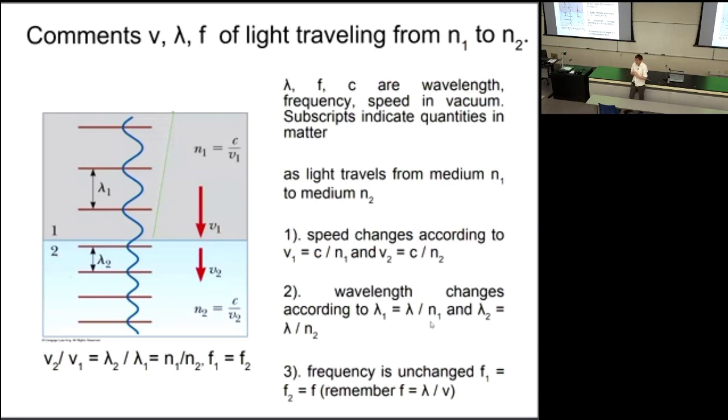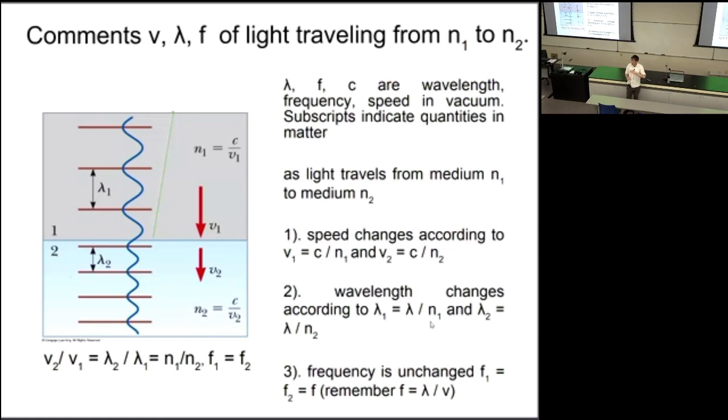So, we started by introducing the refractive index as a way of characterizing the optical properties of the material, that air and water and glass and diamond were different.